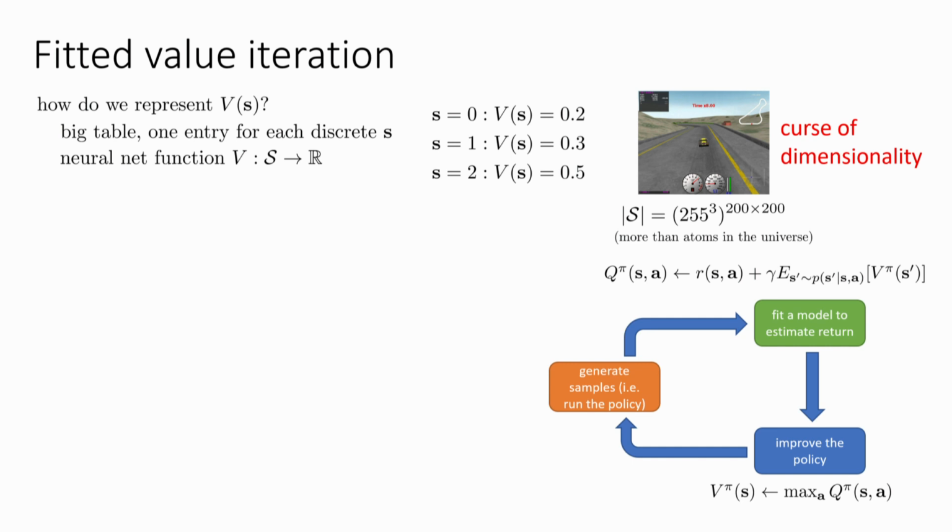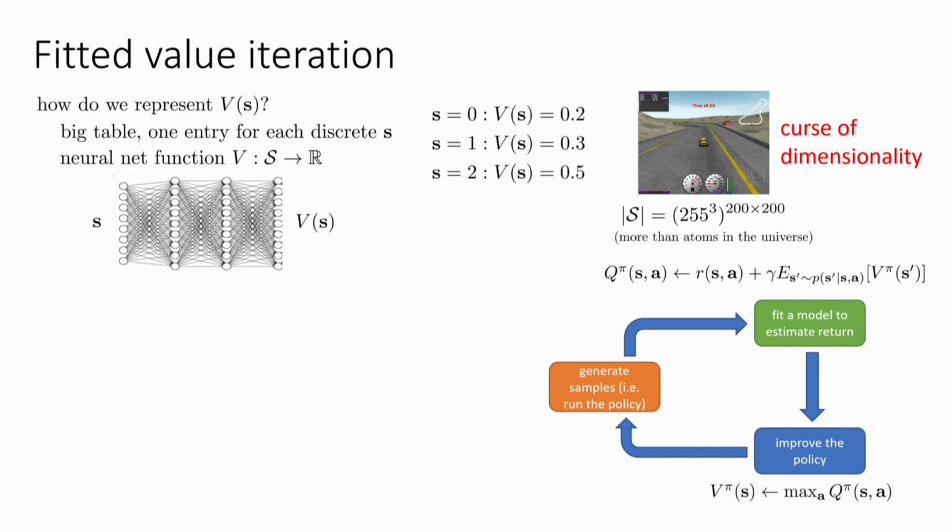So, of course, what do we do in deep learning when we can't represent some complicated function in a table? We represent it with a neural net. So instead of having a big table for V, we're going to have a neural net function for V, which is going to be a function approximator. It's approximating a function that maps the set of states to real numbers. That's great. Neural nets are wonderful at mapping things to real numbers. So let's see how we can do that.